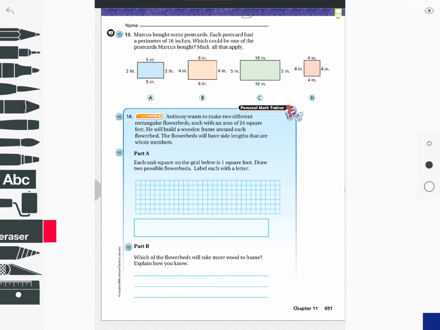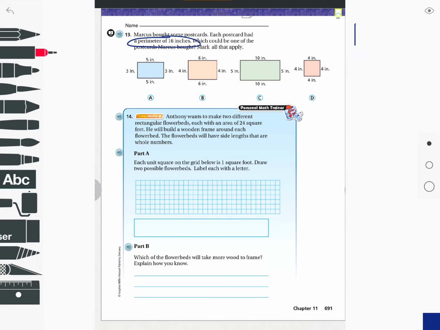So today we're going to go over the last two pages of our review, pages 691 and 692. All right, let's start with number 13. Marcus bought some postcards. Each postcard had a perimeter of 16 inches. Which could be one of the postcards Marcus bought? Mark all that apply.